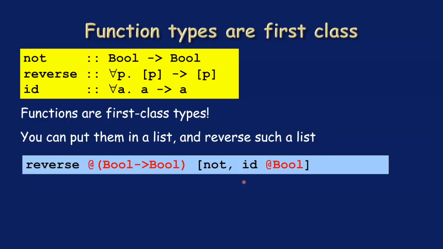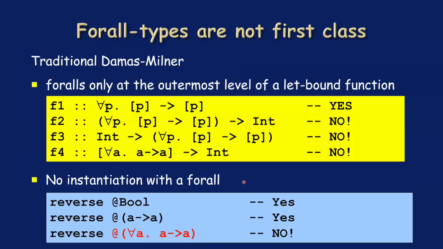So now, in traditional Damas-Milner kind of type inference for ML, the foralls can only appear at the outermost level of a let-bound function. So here's three functions. Well, F1 here has its foralls at the top, right? forall P, list of P to list of P. F2 has a sort of nested forall to the left of an arrow. F3 has a nested forall to the right of an arrow, and F4 has a nested forall inside a list. And none of those are allowed in traditional Damas-Milner kind of type inference.